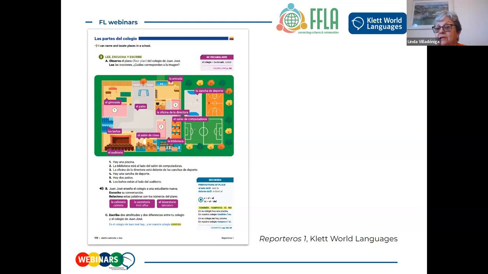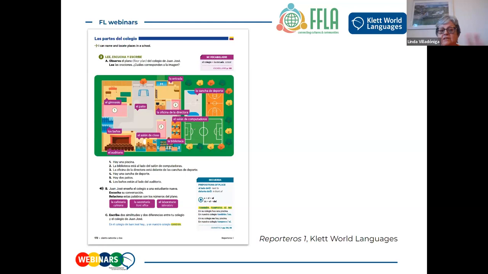Part B, they're going to listen to a conversation, and then look at the words that are in the purple boxes and show where they are on the map or floor plan. And then they have to write two similarities and two differences between their school and Juan Jose's school. So we're incorporating a lot of things in just one page.